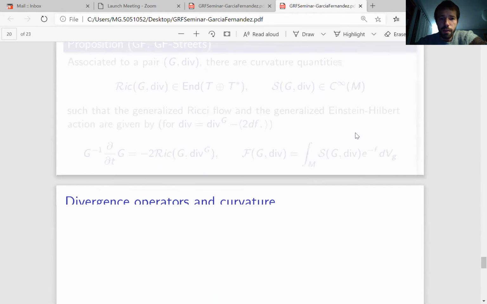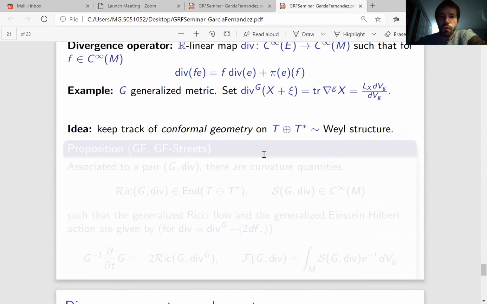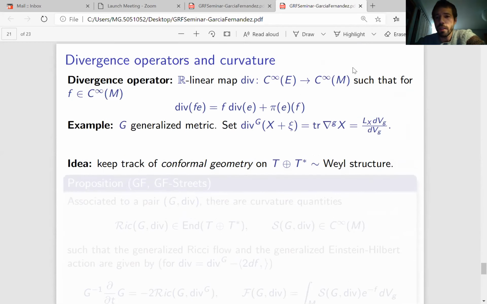So as I was mentioning the other day, this is useful for keeping track of the conformal geometry of tangent plus cotangent, meaning that the tangent plus cotangent has a preferred metric with a split signature, and therefore we are in principle not allowed to do conformal rescalings of the ambient metric. And this device of divergences is enabling us to keep track of some sort of virtual conformal rescalings of the generalized metric.